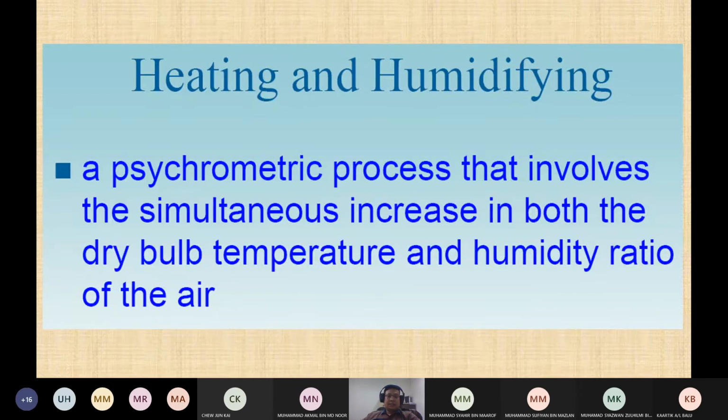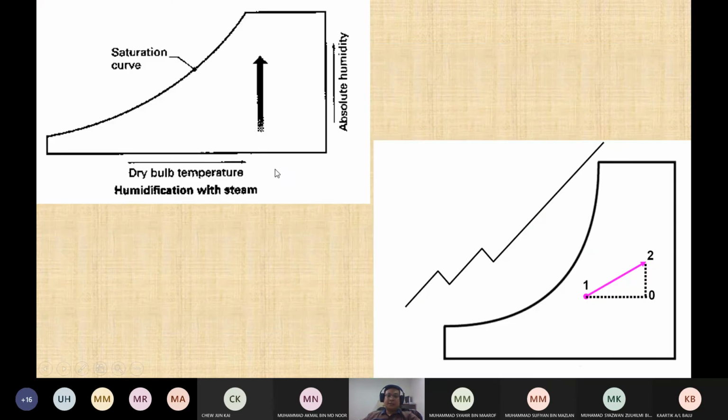Heating and humidifying is a psychrometric process that involves the simultaneous increase in both the dry bulb temperature and humidity ratio of the air. So for heating and humidifying, we try to change the dry bulb temperature and humidity ratio. If we try heating and humidifying control, from this graph we can set up the HVAC system. We control the dry bulb temperature and humidity, so we can change heating and humidifying.